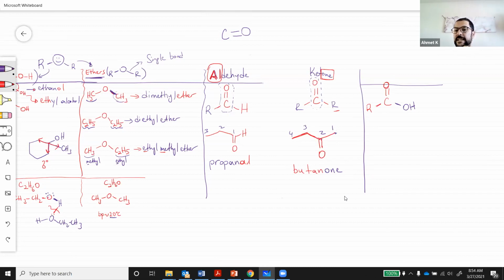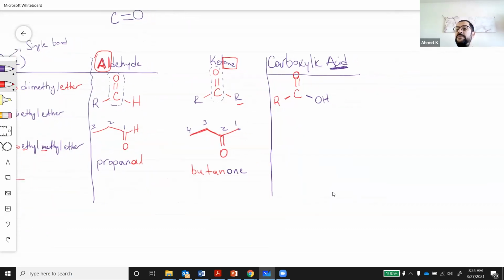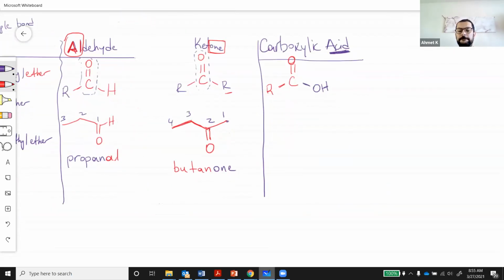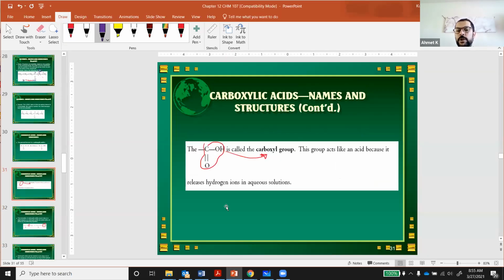And so this now becomes a carboxylic acid functional group. Again, this is different from aldehyde and different from ketone, and it will have different chemical and physical properties, okay? We are going to call this a carboxyl group. If you have this group, this is a carboxyl group, and the name of the functional group is carboxylic acid.